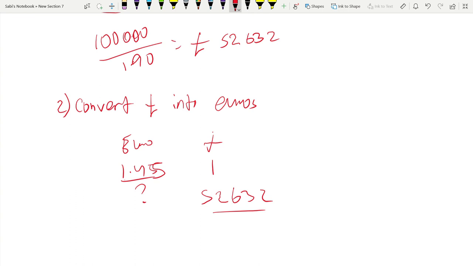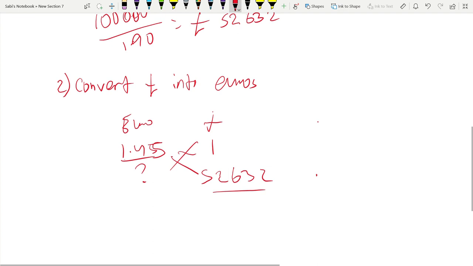It's not in the same currency, it's always cross like this. Earlier it was on the same line, up and down. That's why you divide. Now it's different, so you multiply. You have pounds, the rate is given in euro, different currency, multiply. This is what I was telling you. Now you cannot divide. Now you need to multiply to get it in euro.